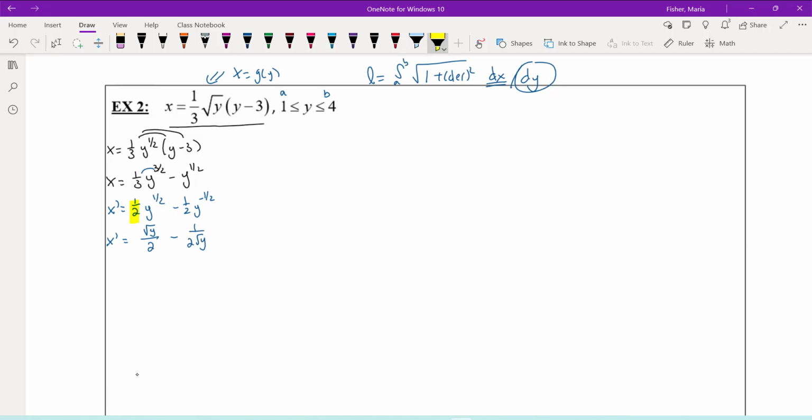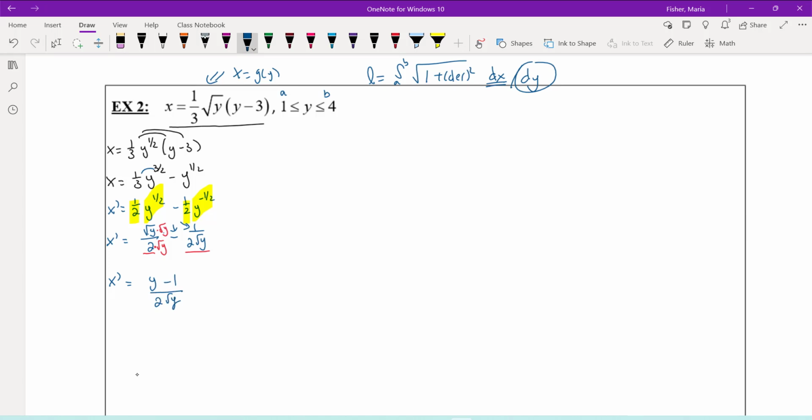Because this 2 is already in the denominator, and remember y to the 1/2 is just the square root of y. Again, this 2 is in the denominator. This ends up in the denominator because it's a negative exponent, and remember the 1/2 power is just the square root. So what I want to do now is find a common denominator. Well, the common denominator between these two is going to be 2 square roots of y. So I'm going to have to multiply this fraction here by the square root of y. I end up with x prime is equal to, well, the square root of y times the square root of y is just y minus 1 over 2 square roots of y.